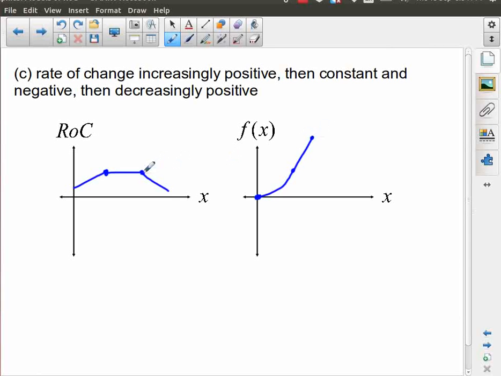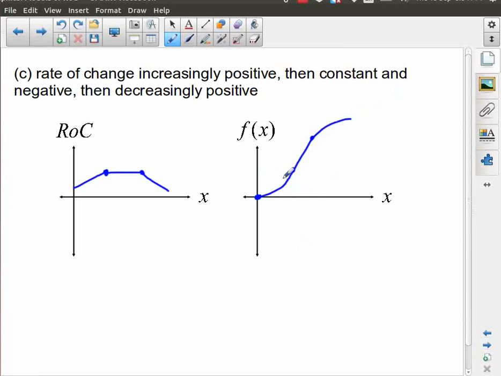and the slope is still increasing, but it's slowing down. So the slope is still positive, but the slope is decreasing. So it's not going to stay this steep, but it's still going to stay positive. So now it kind of rolls over this way. Doesn't quite reach 0.